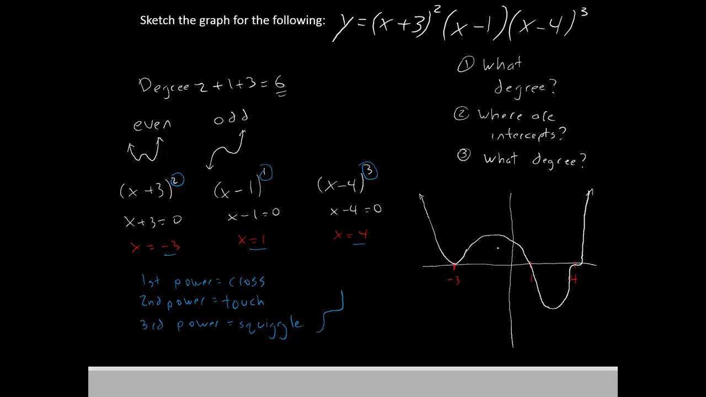And now our graph is complete. It's not a perfect drawing, but it's a good enough sketch. It has all the major features. We know which way the graph is going, we know where it touches the axis, and we know how it touches the axis.